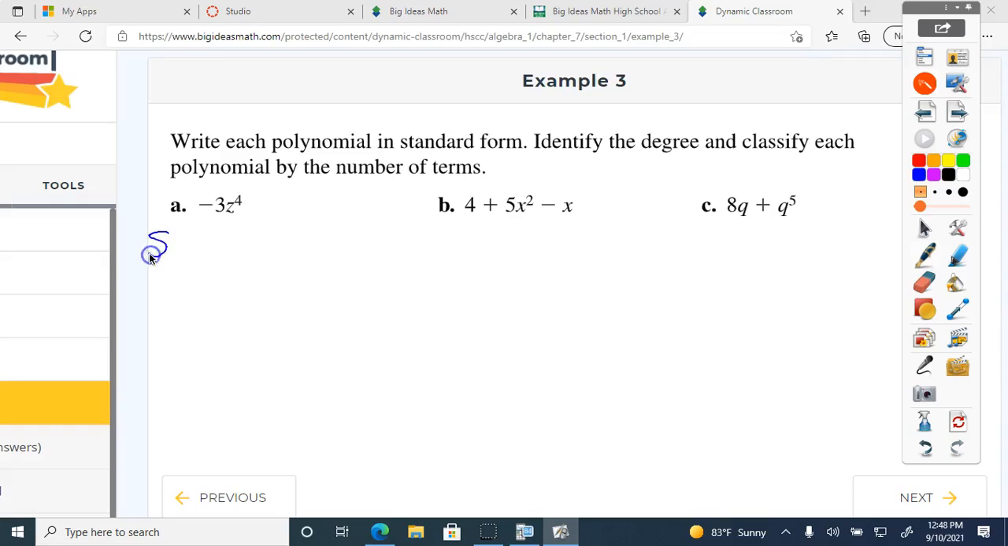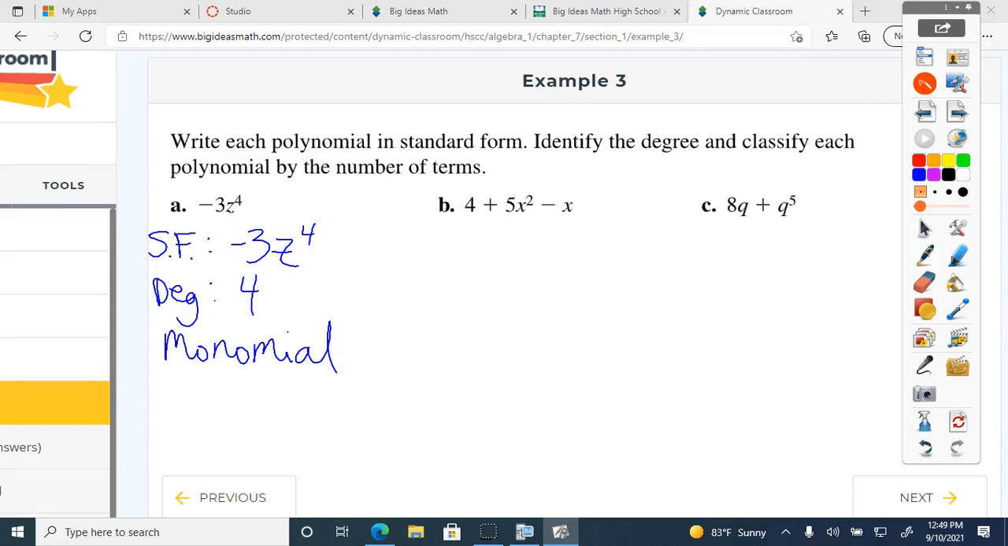Okay, so here we go. Standard form. What would the standard form be here? Negative 3z to the 4th. There's just one term, so there's only one way to write it. Everybody with me? What would its degree be? 4. And then classify by the number of terms in the polynomial. If it has one term, we already talked about it. What do we call it? A monomial. Very good.